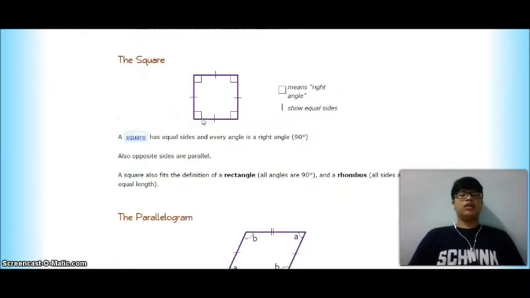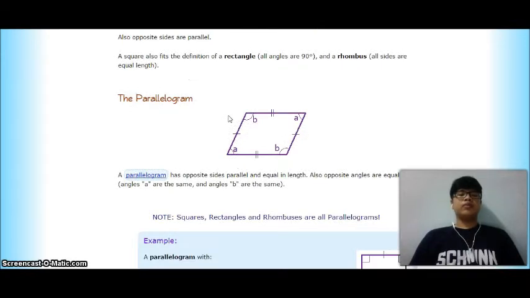For the square, okay, this has equal sides and every angle is a right angle, which is almost the same as the rhombus but different, in that they have a right angle, and also opposite sides are parallel. But the difference from the rectangle is that all sides are equal, but in the rectangle, only the opposite sides are equal to each other. And let's look up on the parallelogram.